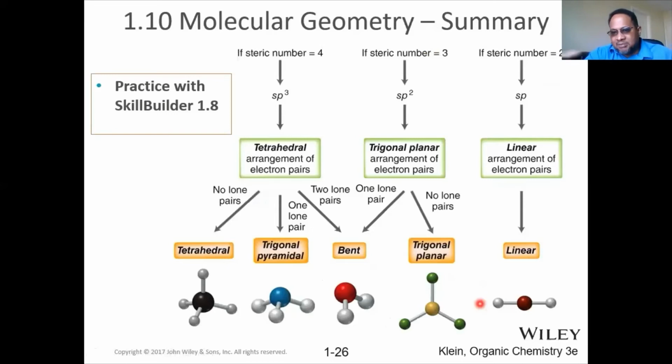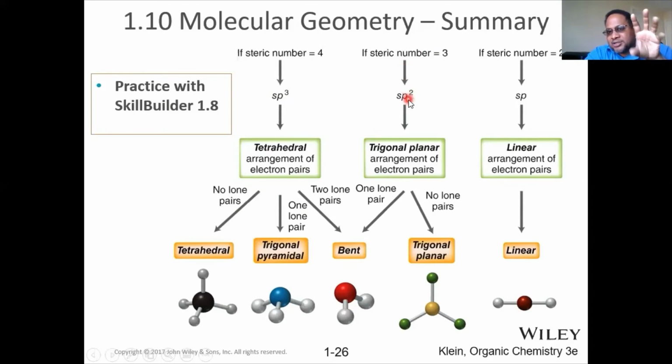So if you summarize everything, looking at the steric number, if it's sp3 hybridized, it occupies a tetrahedral type geometry. If there are no lone pairs present, it's tetrahedral. If it's 1 lone pair, like in ammonia, it's trigonal pyramidal. If it's 2 lone pairs, it's bent like water. Boom. So that's one example.